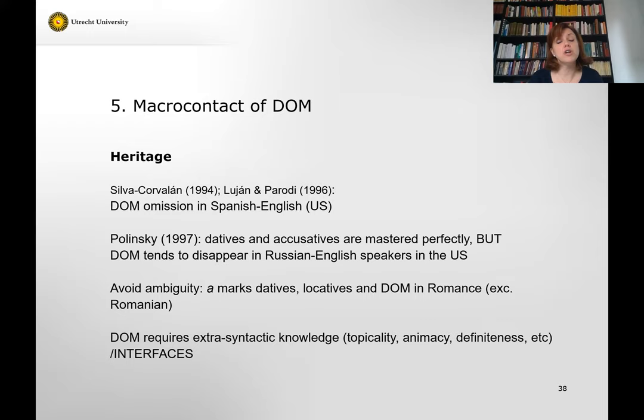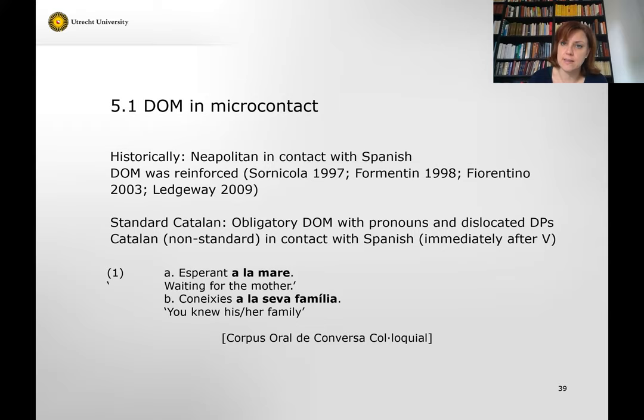Macro contact of differential object marking, again, differential object marking is weakened. We have many studies about this, Spanish English, Russian English, and this is because of avoiding ambiguities. I said the marker is the same, extra syntactic knowledge about topicality, animacy, definiteness, etc. Historically, there have been cases of micro contact which resulted in non-disappearance of differential object marking, but in its reinforcement, like Neapolitan in contact with Spanish, like standard Catalan in contact with Spanish again.